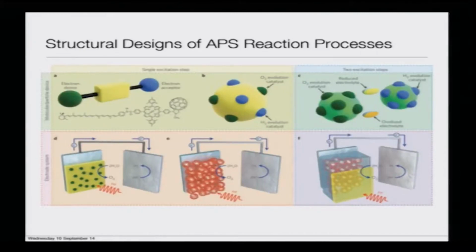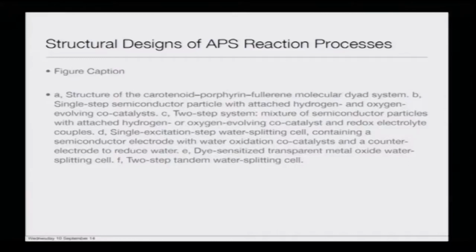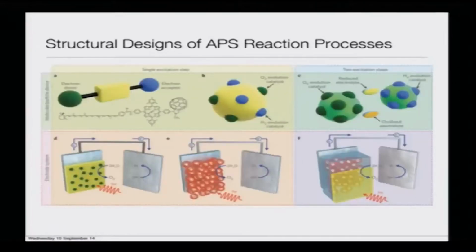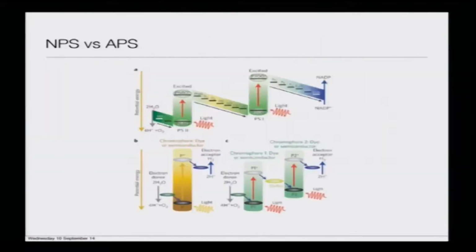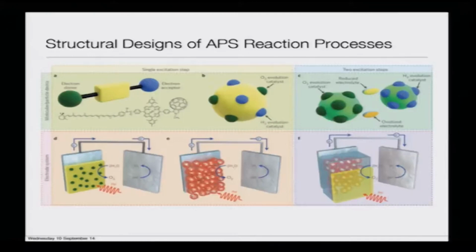If you go to the two-excitation process, where you have two different molecules, which you follow in C, you see the two-step system: a mixture of semiconductor particles with attached hydrogen and oxygen evolving co-catalysts and a redox electrolyte couple. This is very interesting, where you have two systems trying to emulate this kind of system, where one chromophore and the second chromophore mimic the Z scheme of things. And then you have the electrode system.